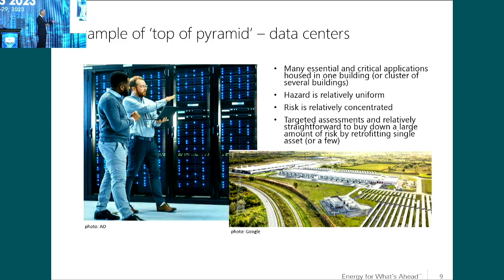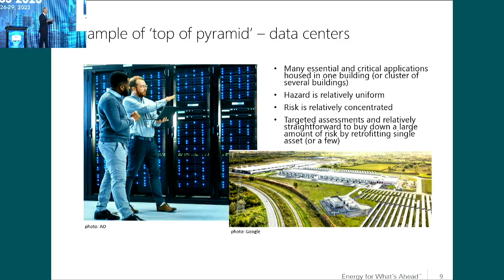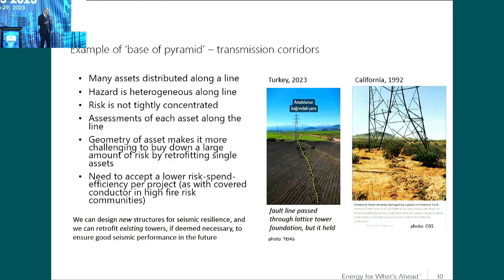This is just a couple of example photos of a data center. Here you have a relatively easy job to do. You need to focus in on where you've got all those essential and critical applications housed in one building. The tricky part is all the stakeholder engagement, because even in a single computer equipment rack, you might have 12 different departments with equipment in there, and you've got to make sure you're not interrupting anybody's essential and critical functions as you do the work. But at a single site, the hazard is relatively uniform and risk is concentrated, so that's a relatively easier problem to solve in some respects.